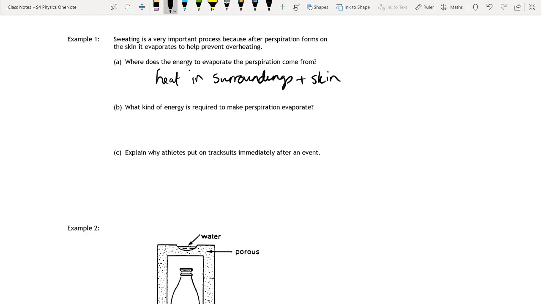What kind of energy is required to make perspiration evaporate? I suppose we've already just answered that in the first part A, heat energy. And part C. Athletes among us might know this one. Why do athletes put on tracksuits immediately after an event? Jamie? Yeah. So to stop you losing the heat too quickly, yeah, keep your muscles warm.